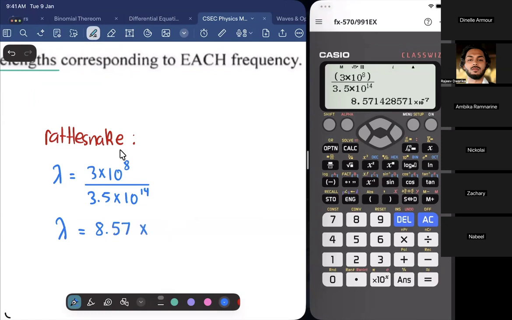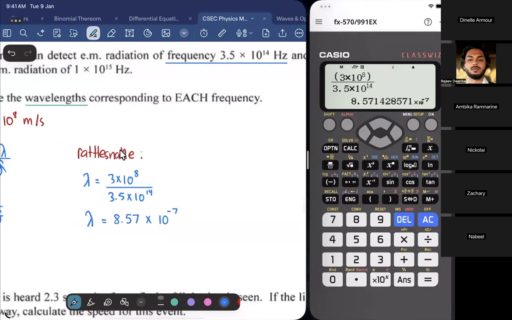8.571. The two decimal places would be 0.57. That would be times 10 to the power minus 7. And where's the units? It'll be in wavelength, so that would be length. So meters. Right. Meters.